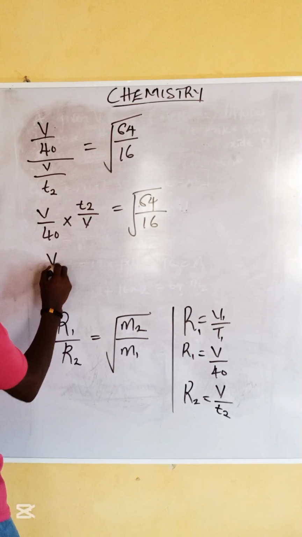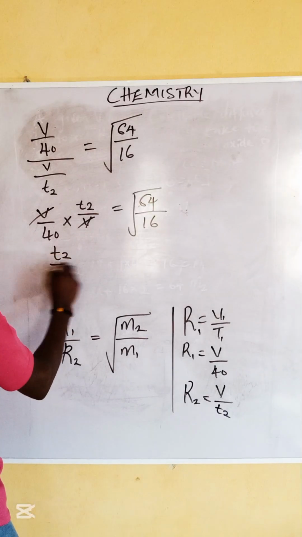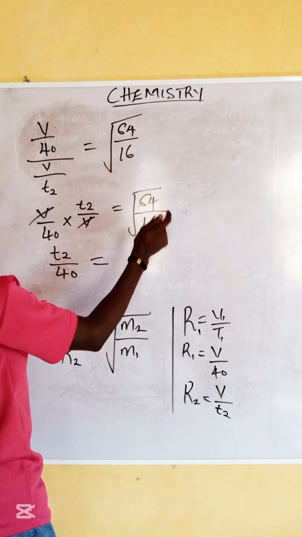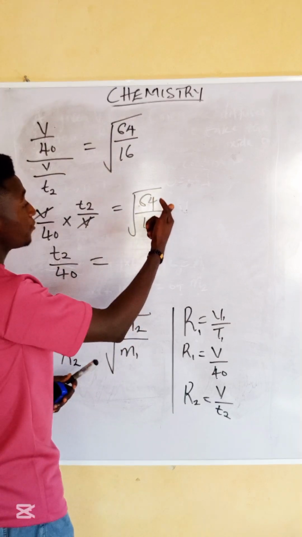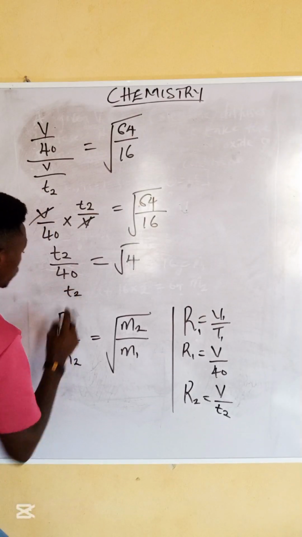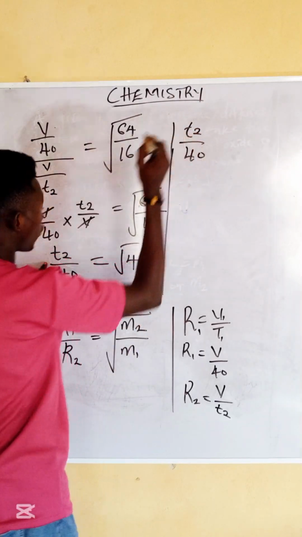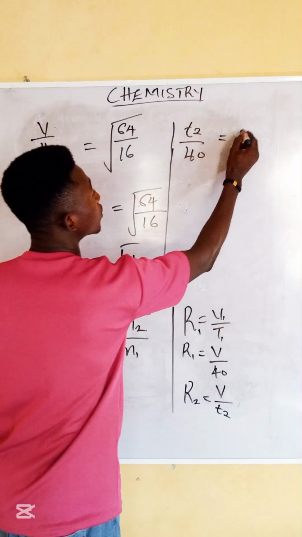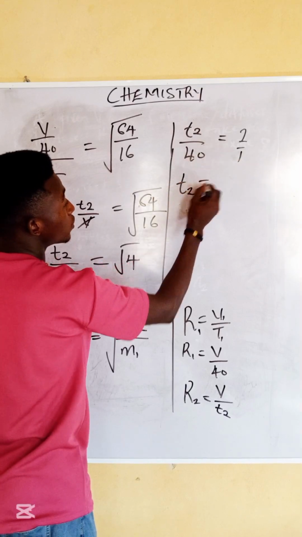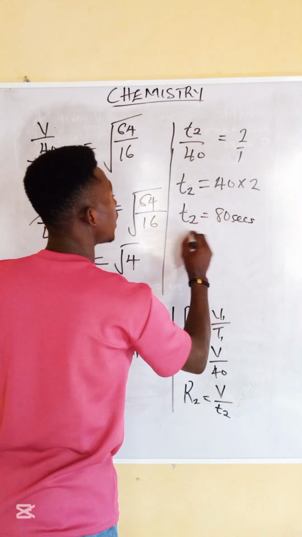Are we together? So we have V T2 over 40V, and of course the V cancels out. We have T2 over 40 equals the square root of, if you divide 64 by 16, we have 4. So we have the square root of 4, which is 2. T2 over 40 equals 2. Are we together now? If we cross multiply, T2 equals 40 times 2. So our T2 equals 80 seconds, and that is our final answer.